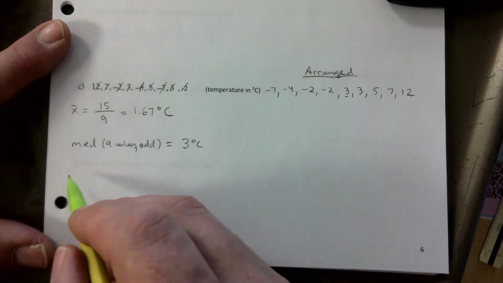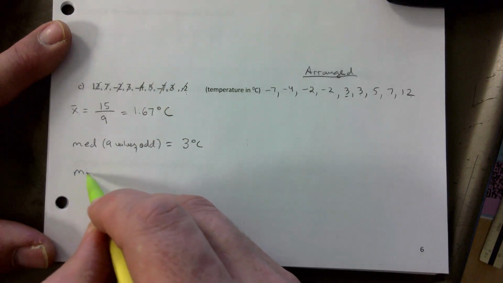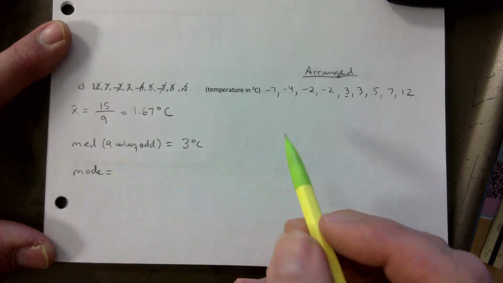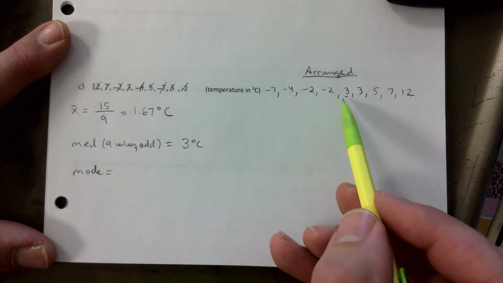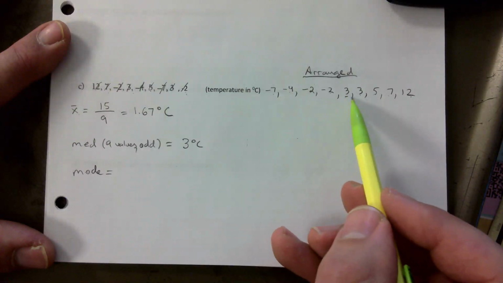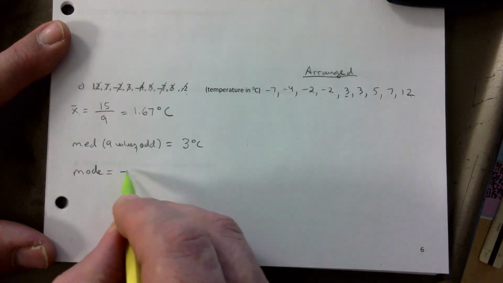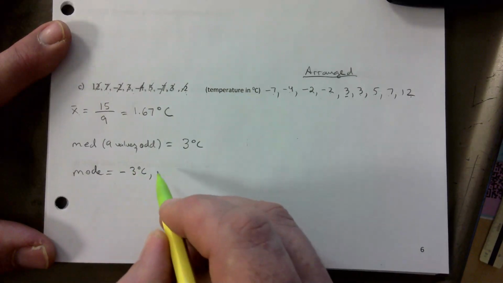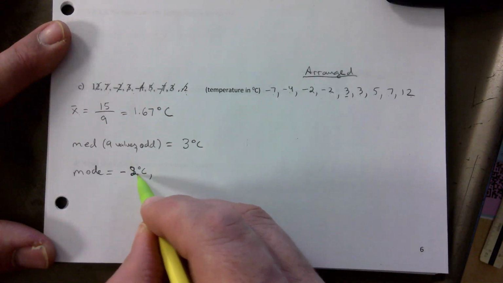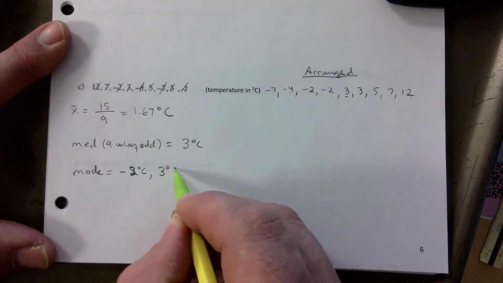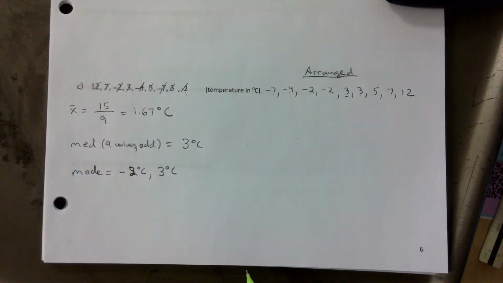Sorry, I was checking my key if I had made changes to this. What's the mode? It would be -2 and +3. Those two temperatures appear most often. So it'd be -3 degrees Celsius. Sorry, -2. My bad. And +3 degrees Celsius. In this case, you have two modes.